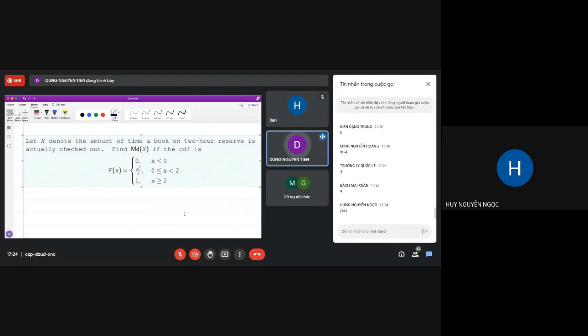Now I want to find the median of a random variable given the cumulative distribution function. In order to find the median, you need to solve the equation F of x equals 1/2. It means that x squared over 4 is 1/2, and you can say that x is the square root of 2. Okay. So the median is the square root of 2.